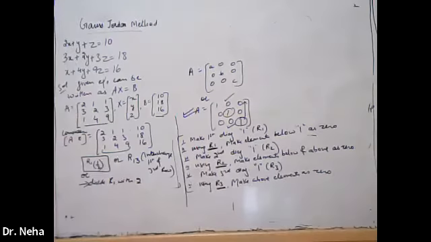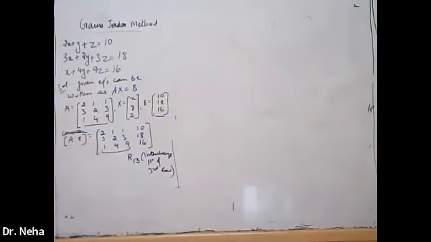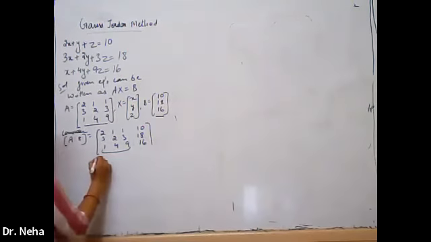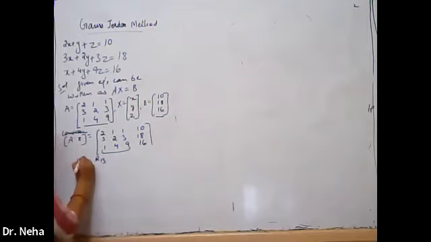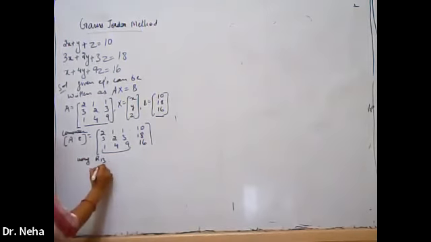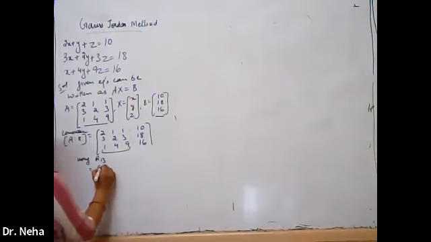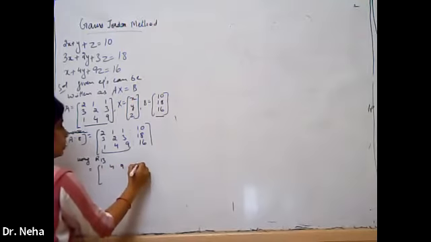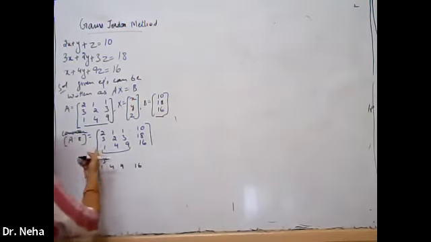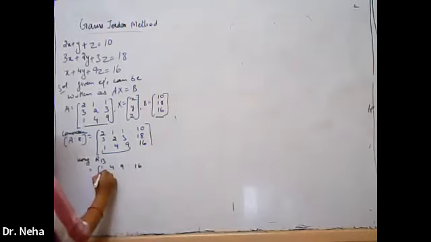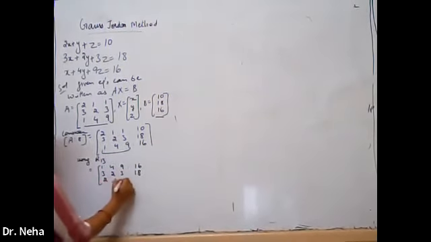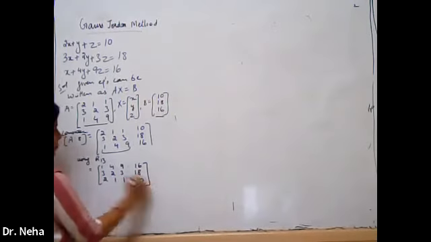So let's start with interchanging first and third. Let's interchange the first and third row. How to write it down using R1, 3? The first row will go in the place of the third, and the third will become first. You have to interchange a complete row. Second will remain the same: 3, 2, 3 and 18, and similarly 2, 1, 1 and 10.